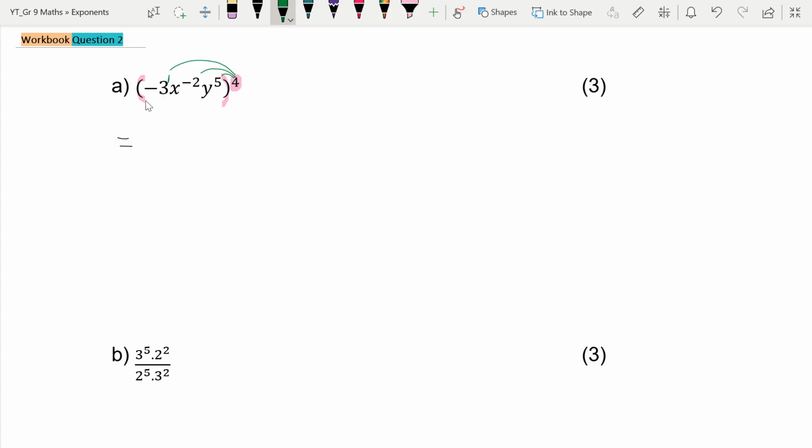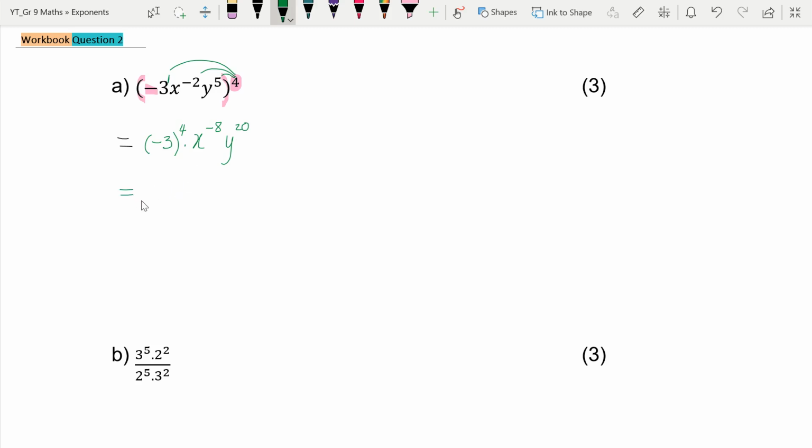And a common mistake that I see with these grade 9s is the sign over there. So we've got a -3 over there. So it will be a -3, and that will be to the power of 4. I just put it in brackets. Then I know for sure that I'm getting the sign correct there. And then I've got x to the power of -8 because I multiply those two exponents, and then y to the power of 20. So that would be our first step.